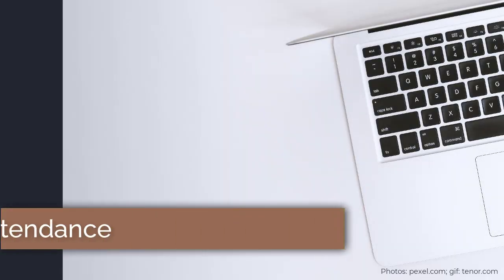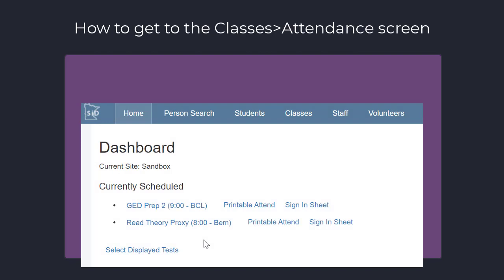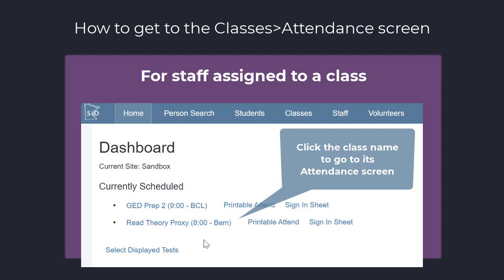In this video, you'll learn how to add class attendance in SiD. There are a couple of ways to get to the class's attendance screen. When teachers and other staff log into SiD, the Home or Dashboard tab will show classes they're assigned to. Clicking the name of the class will go directly to the class's attendance screen.